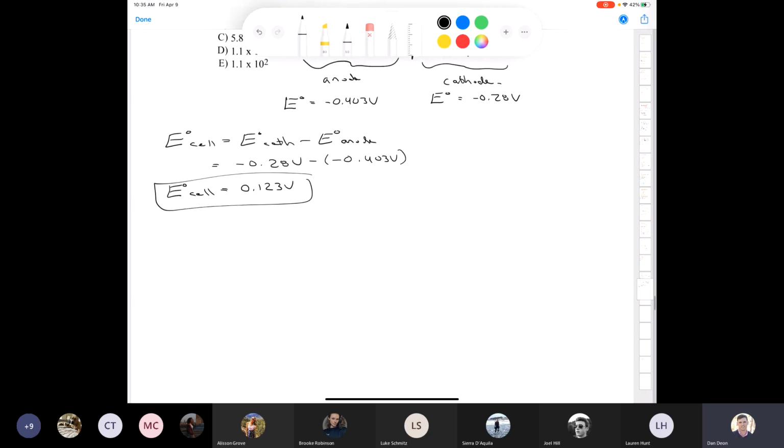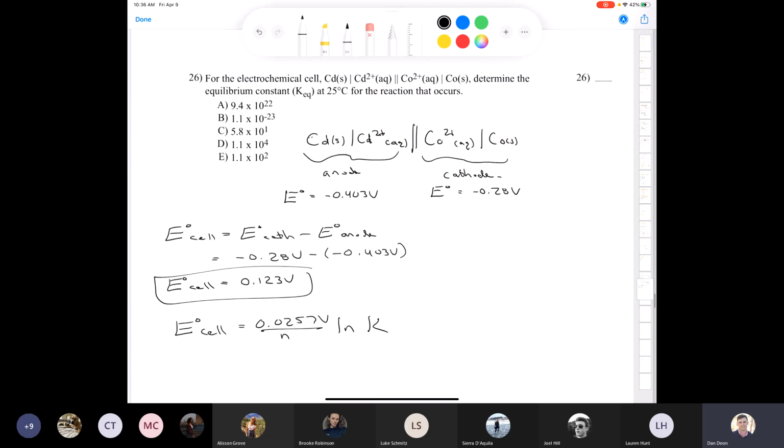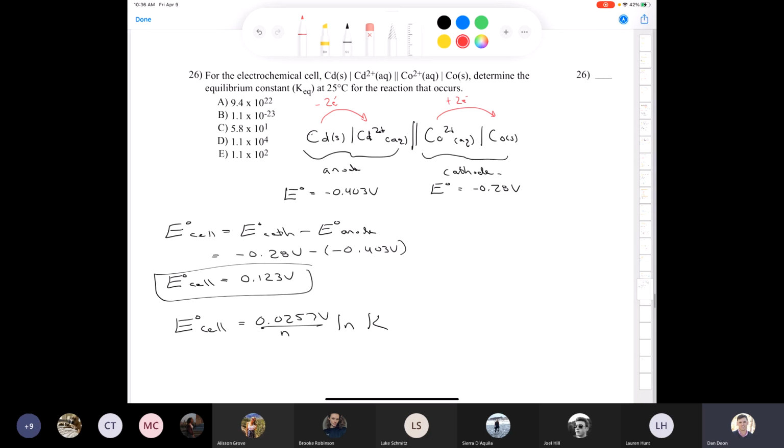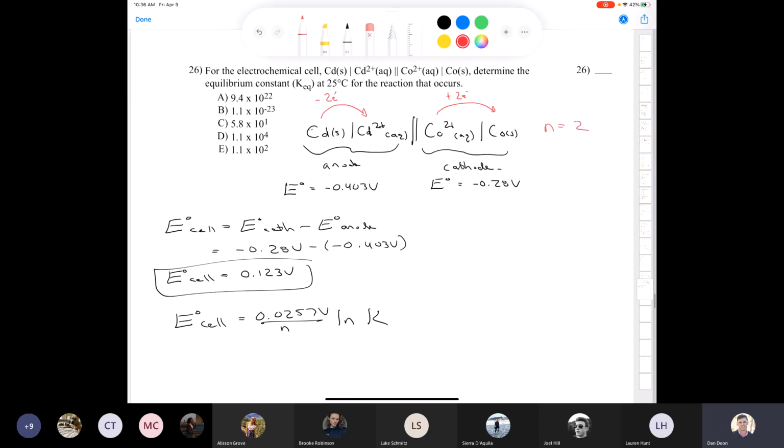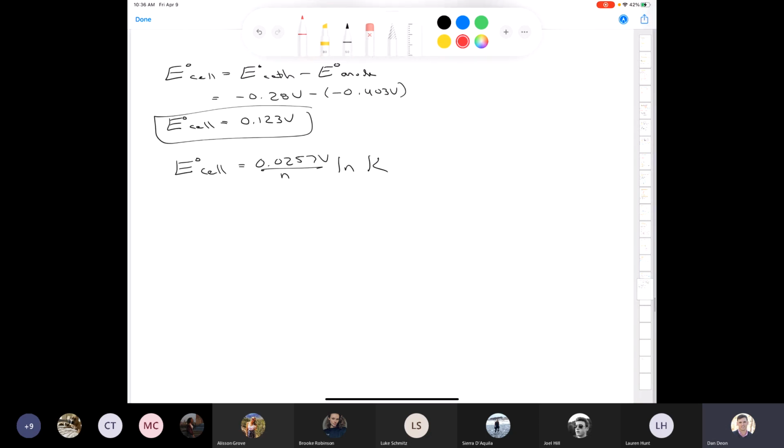I know that E naught cell is equal to 0.0257 volts divided by N multiplied by the ln of K. So I can solve for K pretty quickly. But how many electrons are being transferred? Well, if cadmium is being oxidized to cadmium 2+, I'm transferring 2 electrons, right? I'm losing 2 electrons, and then I'm gaining 2 electrons here. So N is equal to 2 electrons in the redox process.